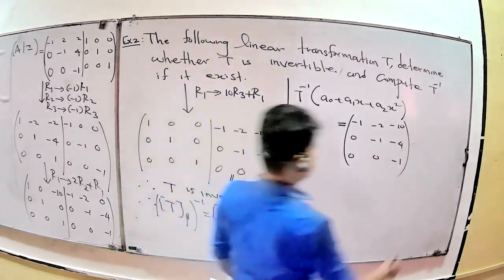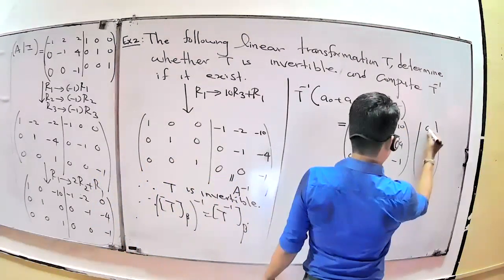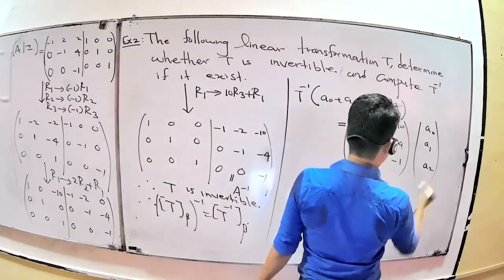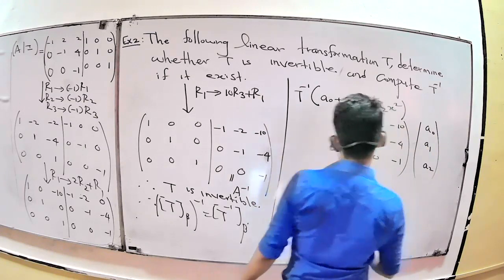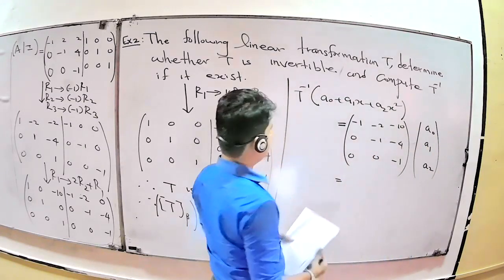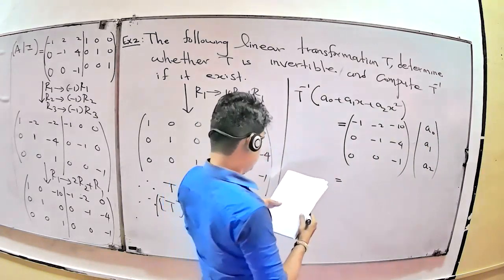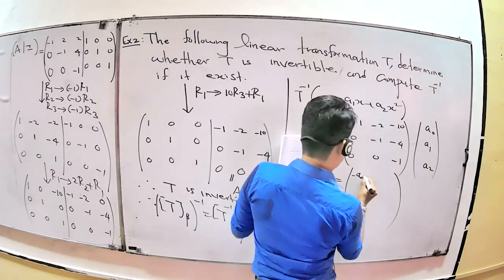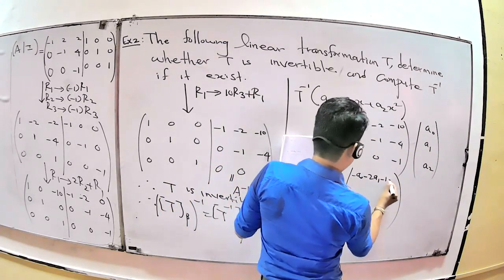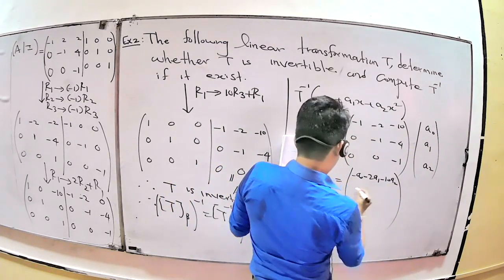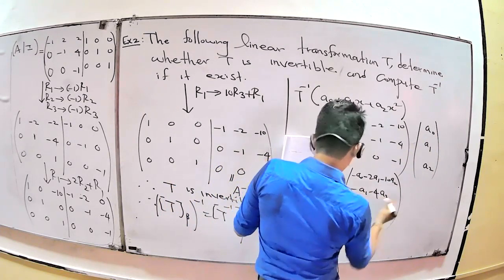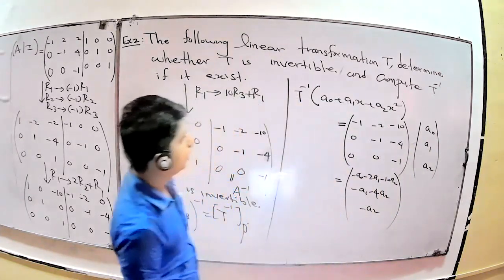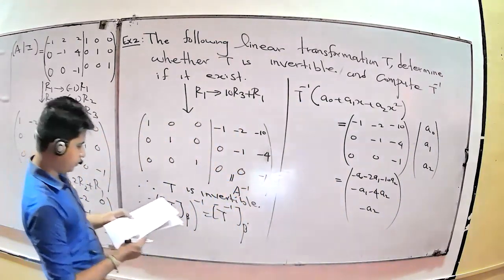Inverse matrix times the variables a0, a1, a2, right? Then you get the T inverse matrix. It's an easy idea to get the T inverse. Suppose you multiply this part, you get minus a0 minus 2a1 minus 10a2, minus a1 minus 4a2, minus a2. This is the T inverse matrix. Okay, T inverse matrix.